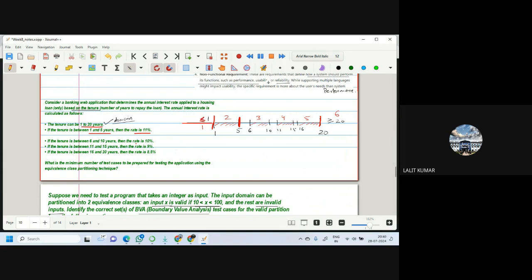Less than or equal to 1, I have got one partition. 1 to 5, I get the second partition. 6 to 10, I get another partition. 11 to 15, I get another partition. And up to 20, I get another partition. And I also have to cover more than 20. So I have got six partitions.